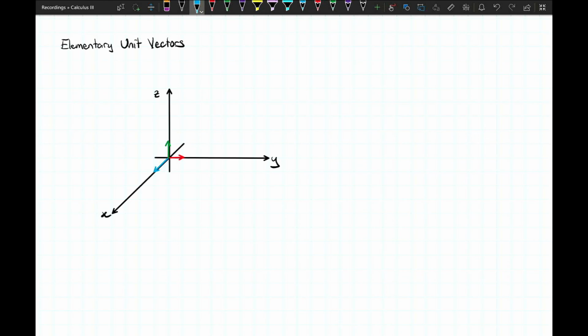We give them special names, and since they're all unit vectors, I'll use hats. The unit vector in the positive x direction is i hat. The unit vector in the positive y direction is j hat. The unit vector in the positive z direction, you probably guessed it, is k hat. If we were to have i hat plus j hat plus k hat, then we would have the vector 1, 1, 1. In 3-dimensional space, we need 3 of these elementary unit vectors.